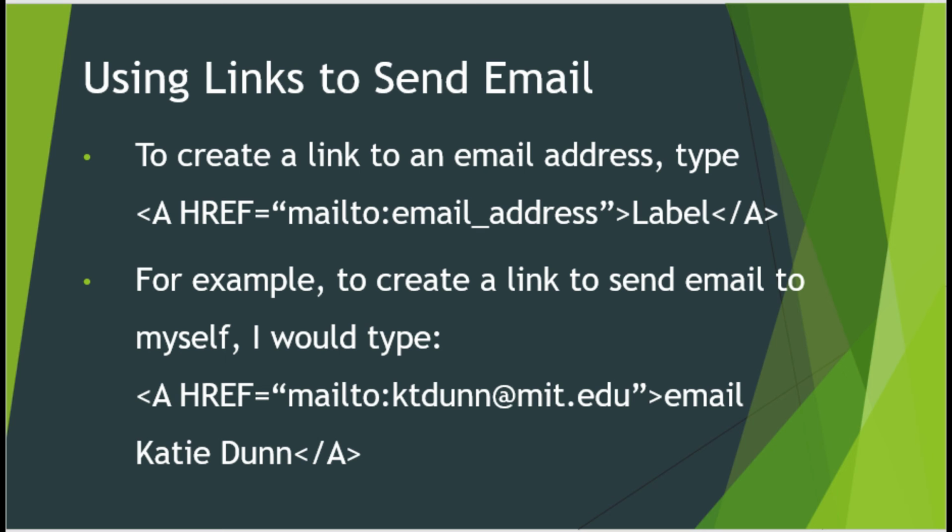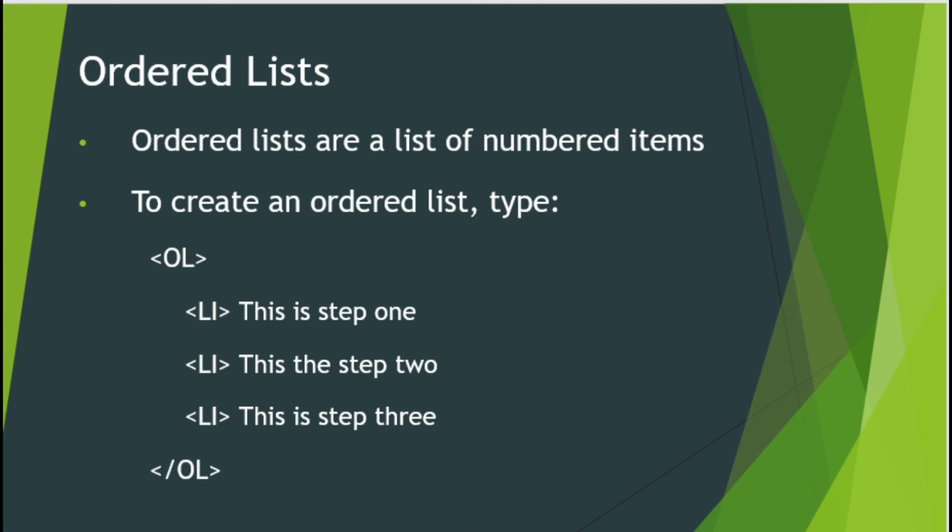Next one is the ordered list. What is the definition of a list? A list means a collection of elements. There are two types of list: ordered list and unordered list. An ordered list means a list of numbered items.